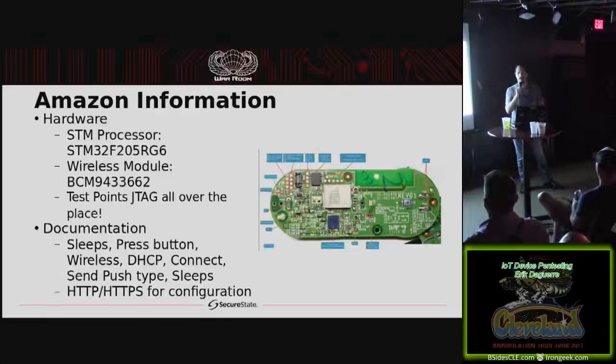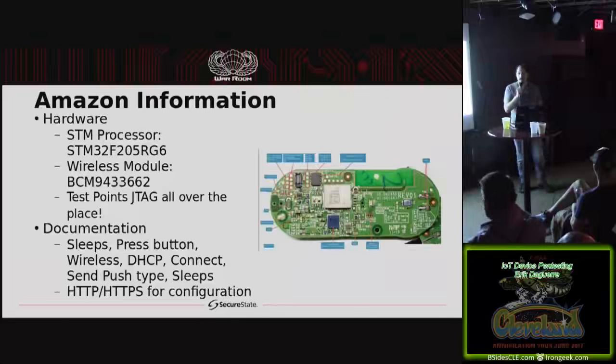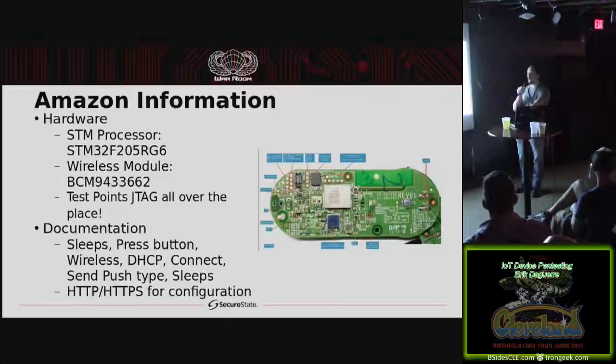Anyways, this thing sleeps until you press that button. Then it's going to wake up and connect to your wireless. It requires DHCP. It's going to connect in and send its push notification up to Amazon's AWS server. The Amazon AWS server is going to process that based upon the type of push you did, and then Amazon's AWS service is going to take care of the rest of the dirty business. That's it. That's all this thing does. Very simple. You push a button, it sends one HTTP request up to Amazon.